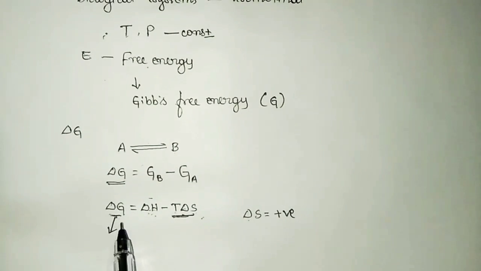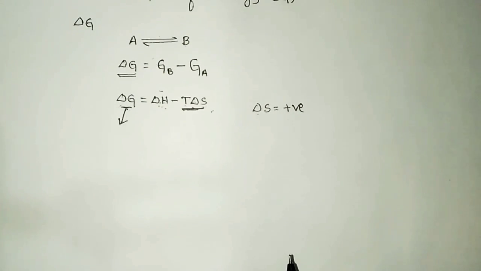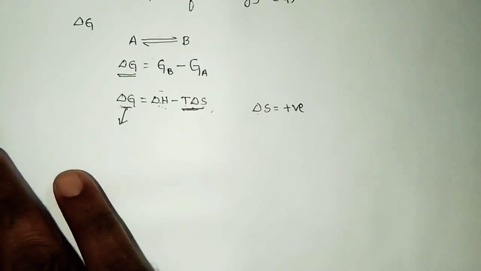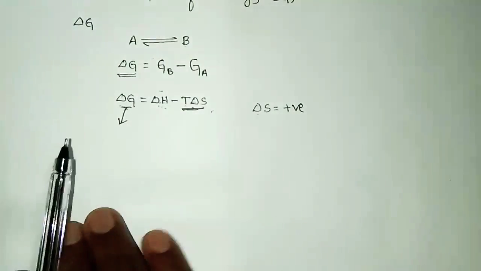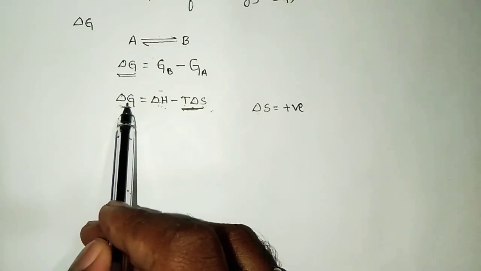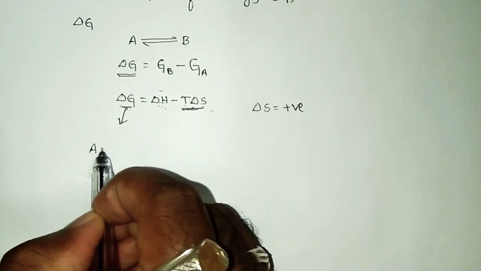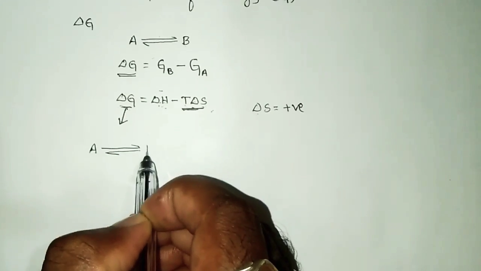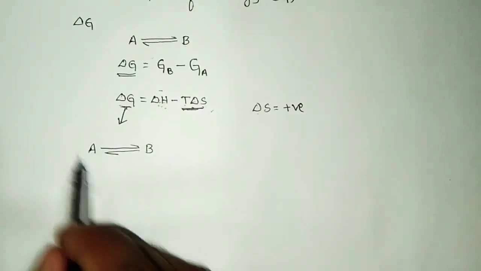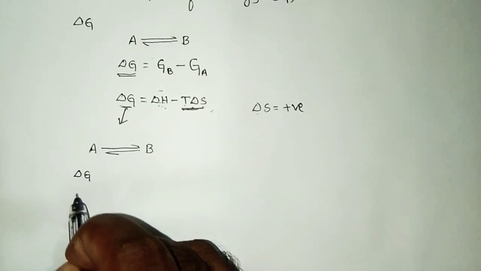And I said the delta G values are very useful in determining whether a reaction is proceeding in the forward direction or backward direction. That means whether the reaction is spontaneous or non-spontaneous. This thing we can also evaluate by knowing the value of delta G. In general, for a reaction, let us consider A is changing into B in a reversible way. For a particular reaction, delta G can take three values.